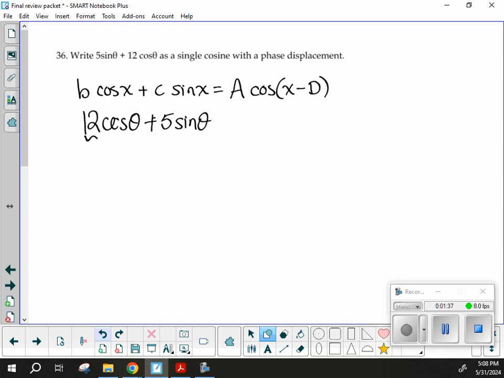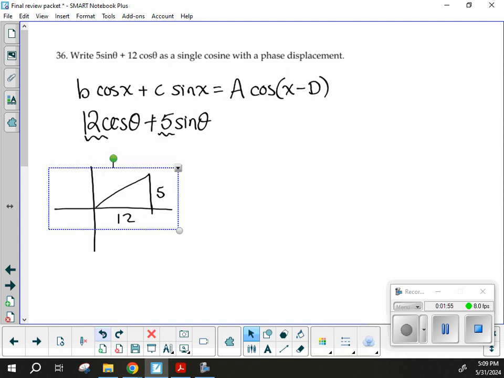These coefficients are the lengths of the legs. Cosine always goes with x. So positive 12 in the horizontal direction. Let's just pretend that this length is 12. And then positive 5 in the vertical direction. So we're looking at this triangle right here. And what we're trying to find is A, the length of the hypotenuse, and D, the angle in standard position.